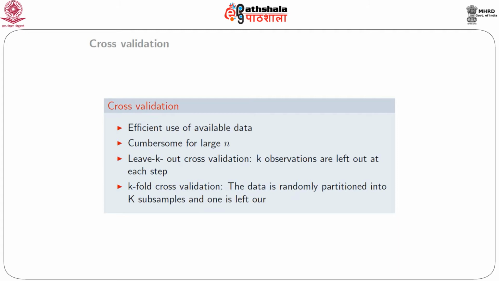Now, this is an efficient use of the available data, because we are using the entire data set barring one observation at each step. But if n is large, then this can be time consuming to implement. So, a variant of cross validation is leave k out cross validation, where instead of 1, k observations are left out at each step. And there is another technique called k-fold cross validation, where the original sample is randomly partitioned into k subsamples and 1 is left out in each iteration, having a similarity with the idea of blocked bootstrap.